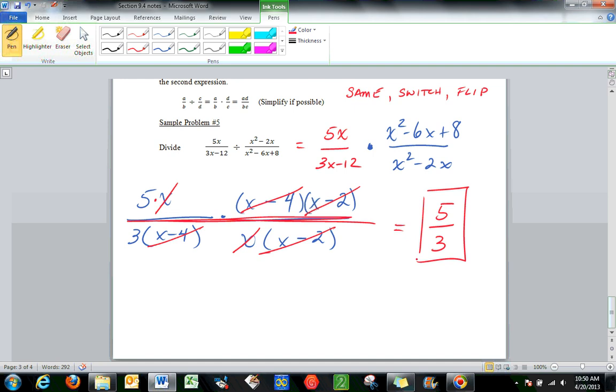Okay, now you've seen all the different ways for us to simplify rational expressions. You should be ready to go for this section.